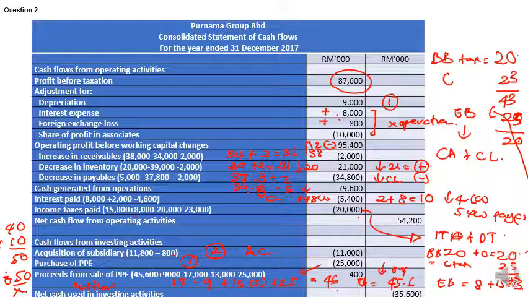Altogether you have 46. Compare with the ending balance. The ending balance that we have here is 45,600, 45.6. So that means there is a reduction of 0.4, meaning that you sold some of the PPE. That's why you have a proceed here, positive. Total up these three, and you are going to have negative 35,600. Negative here means net cash used or net cash outflow, either one.